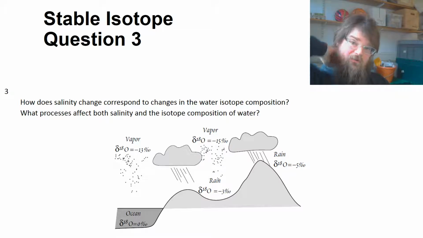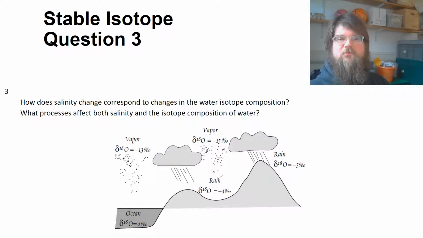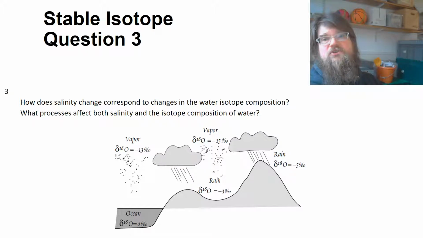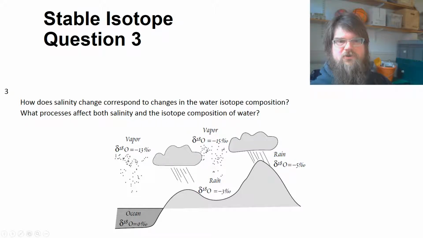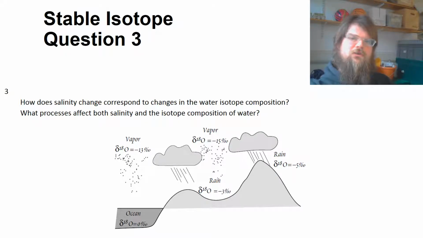Okay, and this is where I was going with that. This diagram shows some of the processes that change the isotopic composition of water as it moves through the hydrological cycle. When we have evaporation from the ocean, that removes preferentially the lighter isotopes because they're less strongly bonded in the gas phase than in the liquid phase. There's also a small kinetic fractionation there as well.